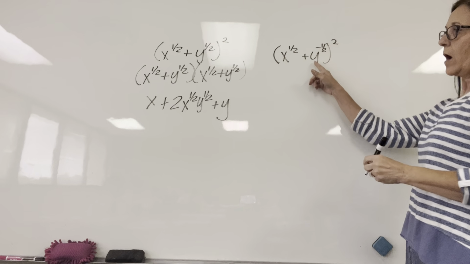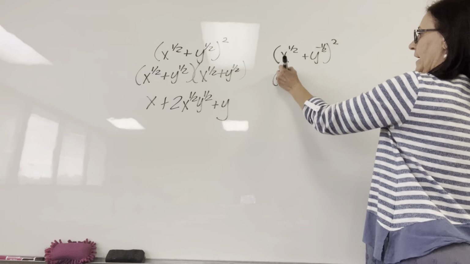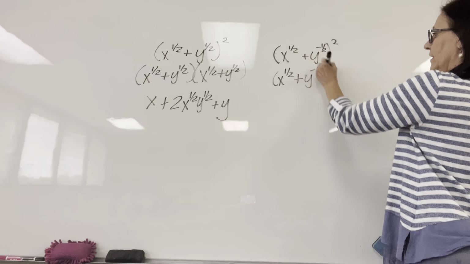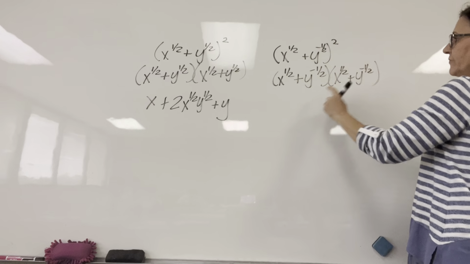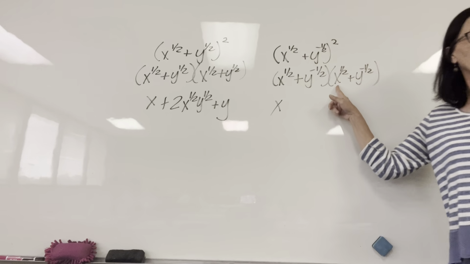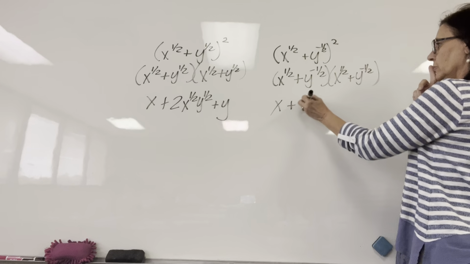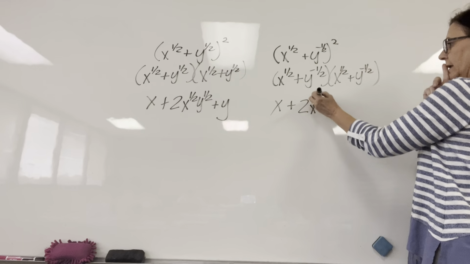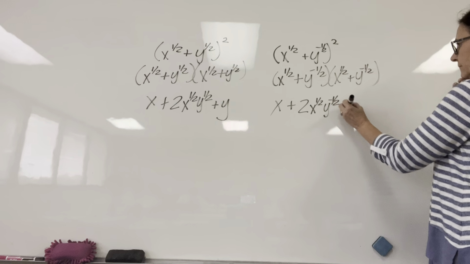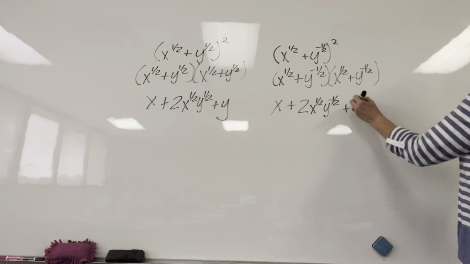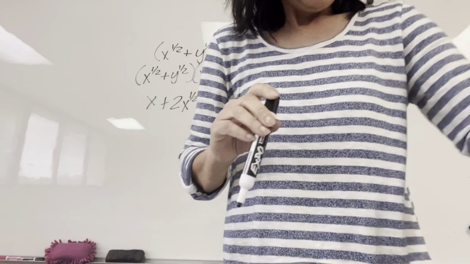All right, the only difference here is y is to the negative 1/2. So it'll be x to the 1/2 plus y to the negative 1/2 times x to the 1/2 plus y to the negative 1/2. The first terms are going to be the same. X to the 1/2 times x to the 1/2 is x. The middle term is going to be what? 2 x to the 1/2 y to the negative 1/2. What's the last term going to be? Y to the negative 1. Got it? All right, work your problem.